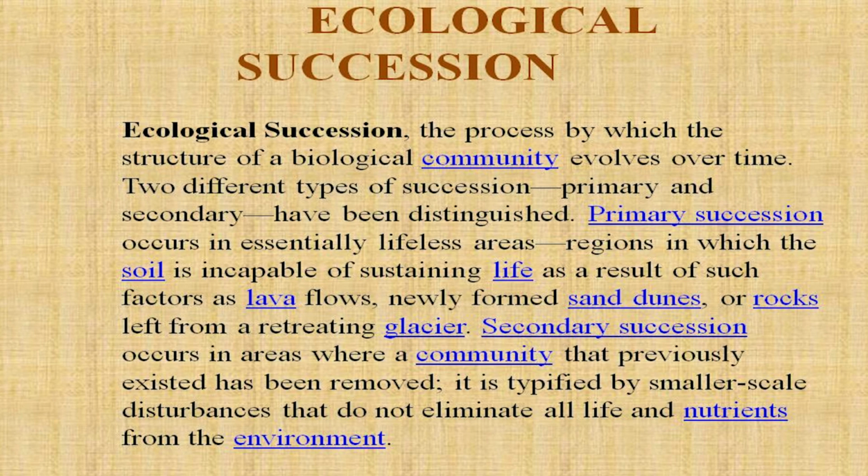They have been distinguished. Primary succession occurs in essentially lifeless areas, regions in which the soil is incapable of sustaining life as a result of such factors as lava flows, newly formed sand dunes or rocks left from retreating glaciers. Then secondary succession occurs in areas where a community that previously existed has been removed. It is typified by smaller scale disturbance that does not eliminate all life and nutrients from the environment. These are the secondary succession occurring areas.